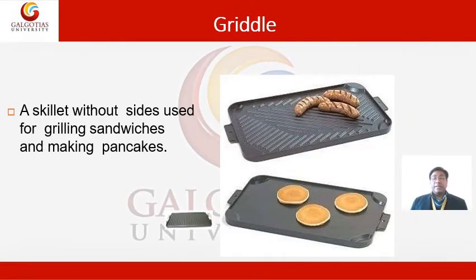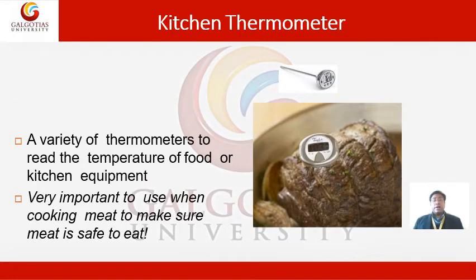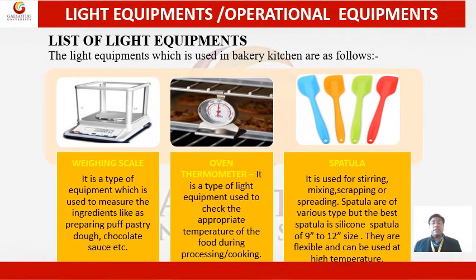And this is a griddle, a skillet without sides used for grilling sandwiches, giving nice grill marks on the sandwiches, and for making pancakes. We don't want any griddle marks on the pancakes, so there can be flat griddles as well. And then we have kitchen thermometers. A variety of thermometers are available: infrared thermometers and manual thermometers for checking the internal, or core, temperature of the food.